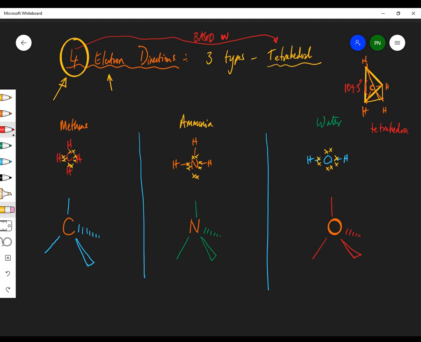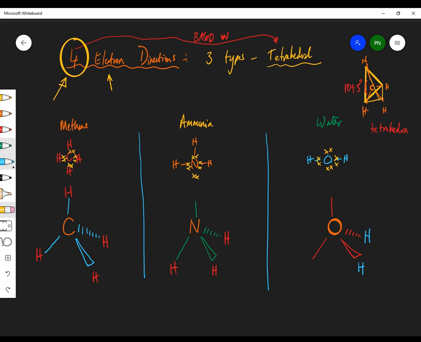So carbon, nitrogen, oxygen all have 4 electron directions, and all form tetrahedra. That's the deal, I'm afraid. So let's put our other elements in, shall we? Now we've got to put our hydrogens in here. There. We've only got 3 hydrogens here, don't we? And we've only got 2 hydrogens here. But they all form tetrahedra. So that's the important thing.